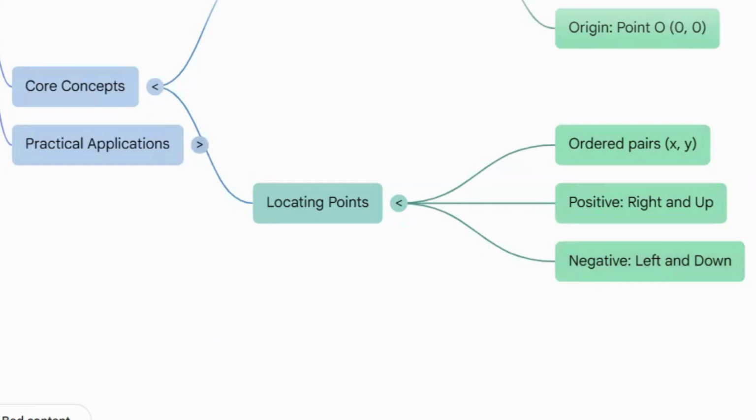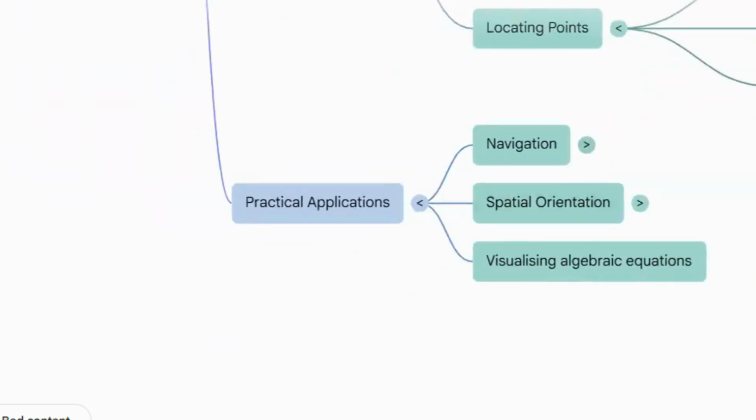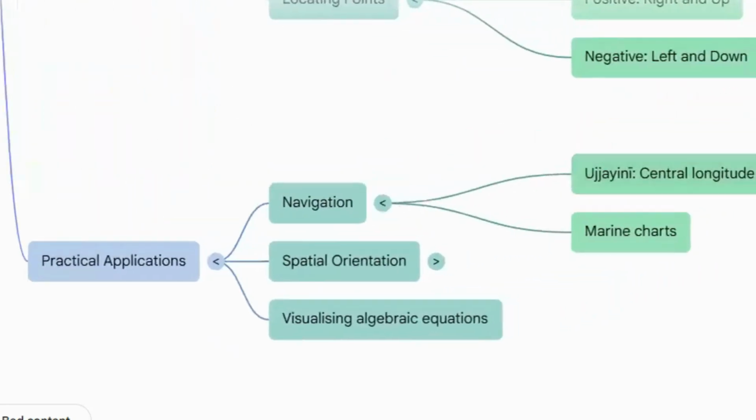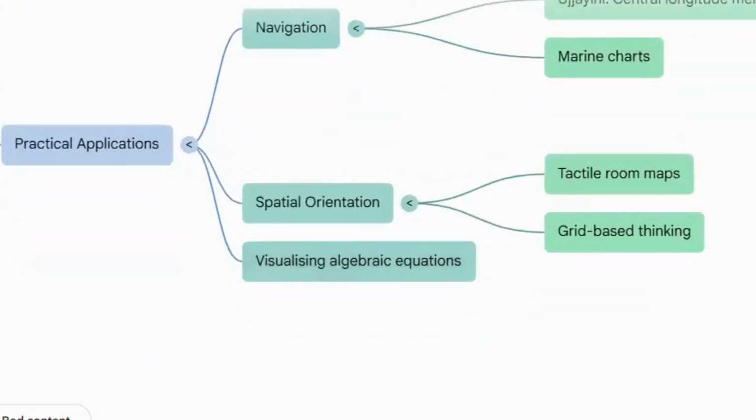Now, where are the practical implications? We use this in navigation. In ancient history, Ujjaini was a place denoted as the central longitude meridian, and marine charts were also used for navigation. Then spatial orientation, in which they used tactile room maps and grid-based thinking, and then visualizing algebraic equations, how algebraic equations are visualized under coordinate geometry.